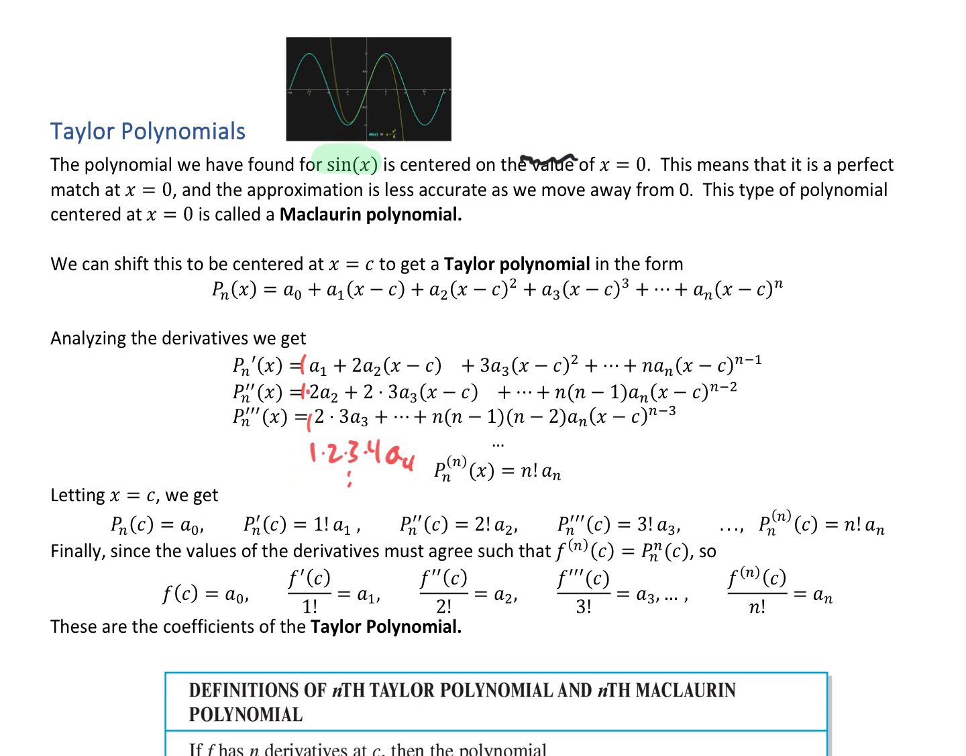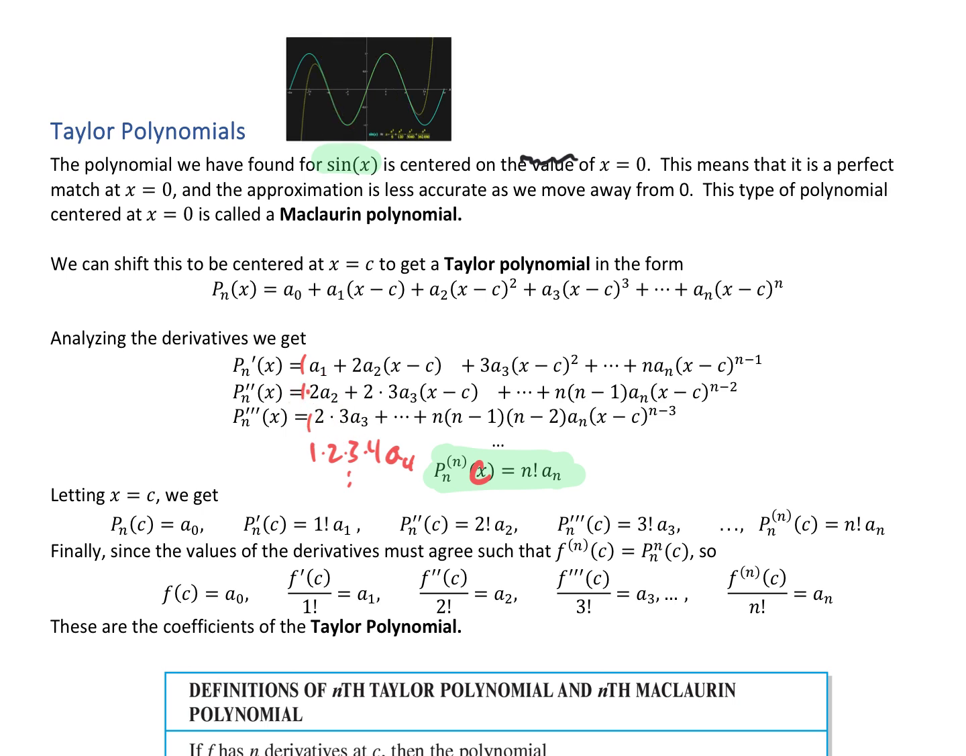All right? So the definition of a Taylor polynomial comes out to be this. For the derivative here, the nth derivative will be n factorial times a sub n. Actually, to be more precise, this would be the nth derivative of p sub n of c. Because if we put c in here, then all of these x minus c's become 0, and all of these terms would become 0.